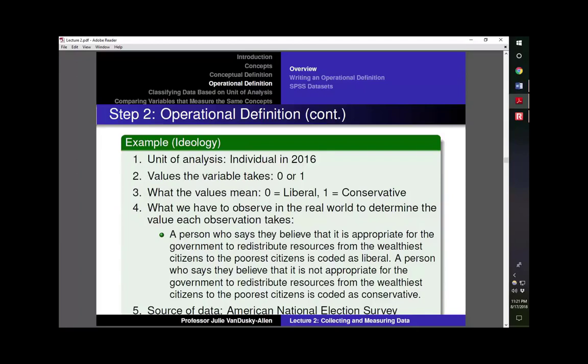Here is an example of an operational definition for an ideology variable. The unit of analysis is the individual in 2016. The values the variable takes are 0 or 1. A 0 means liberal and a 1 means conservative. The specific criteria for coding it is as follows. A person who says they believe that it is appropriate for the government to redistribute resources from the wealthy citizens to the poor citizens is coded as liberal. A person who says they believe that it is not appropriate for the government to redistribute resources from the wealthiest citizens to the poorest citizens is coded as conservative. And the source of the data is the American National Election Survey.